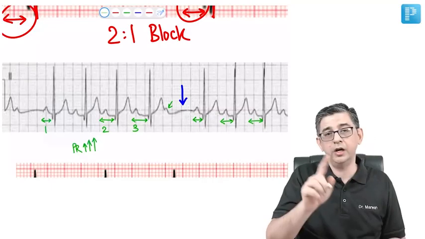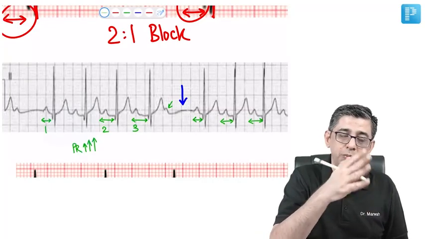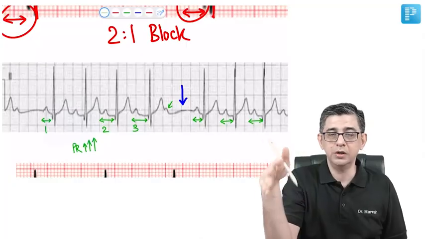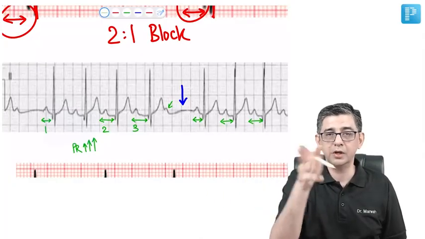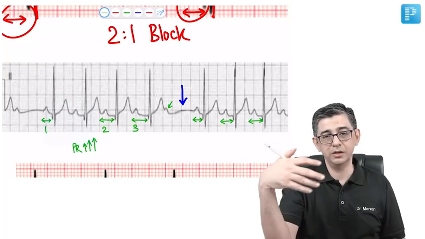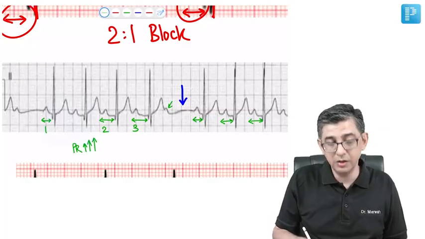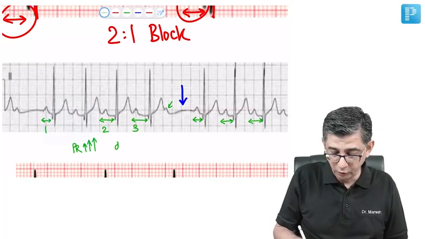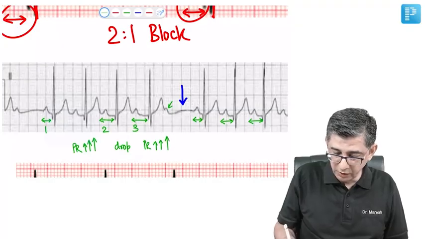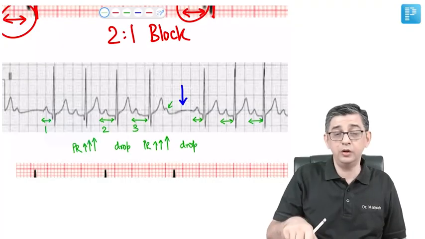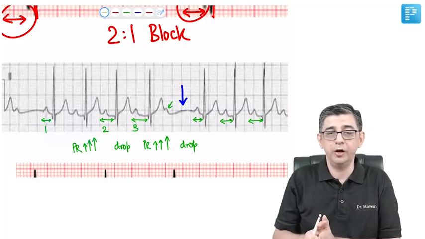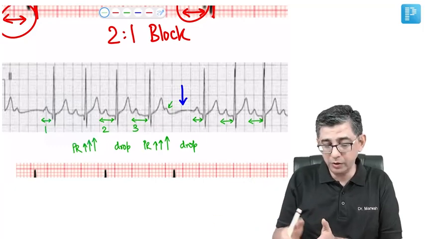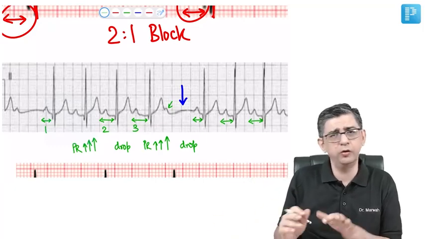In Mobitz 2, it was PR constant, constant, constant, drop, constant, constant, constant, drop. In 2:1, it was conduction, non-conduction, conduction, non-conduction occurring alternately. In this case, there's a progressive rise of the PR interval, drop, again a progressive rise of the PR interval, again a drop. It is not necessary that the drop will occur every third beat; it might occur every fourth beat. It could be occurring after every 5, every 6, or it could be erratic in the strip as well.